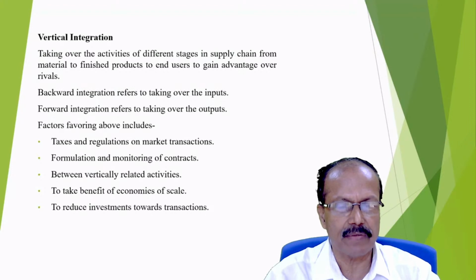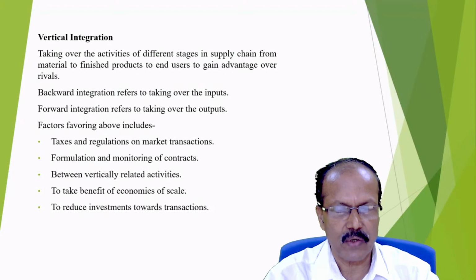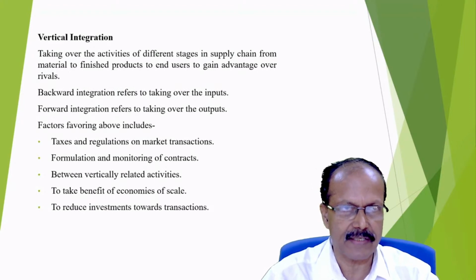The factors favoring vertical integration are taxes and regulations on market transactions, which reduce the formulation and monitoring of contracts. Also, vertically related activities can be closely coordinated across the value chain to take benefit of economies of scale as well as economies of scope, which will ultimately increase the overall efficient functioning of the business operations. Vertical integration is also adopted to reduce the investment towards transactions.